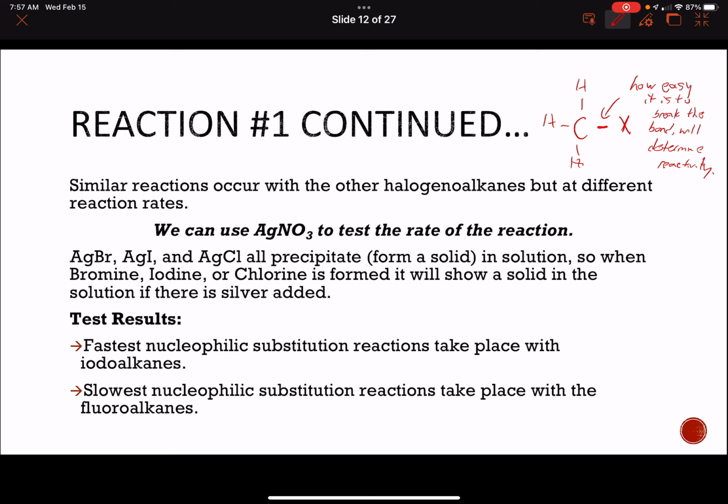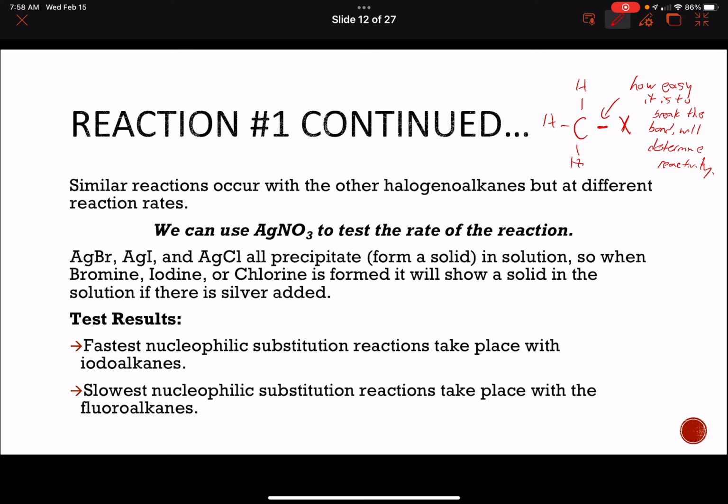And this will take place at different rates with bromine, with iodine, and with chlorine, because the bond energies of C-Br, C-I, and C-Cl are all different. And so the test results I already have here, and I'm going to describe it on another slide with a little bit more detail. But the test result is that the fastest nucleophilic substitution reaction takes place with the iodoalkane, meaning the solid forms quickest with an iodoalkane. And the slowest nucleophilic substitution takes place with fluoroalkanes.